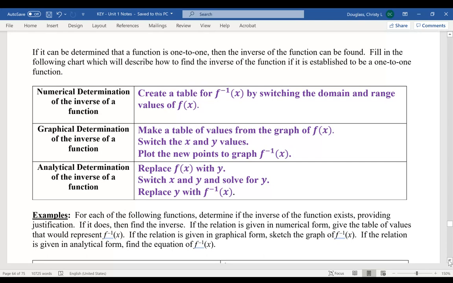Analytically speaking, if we have the function itself, we will simply take f of x and replace it with y, because remember, f of x is just a fancy way of saying y. Then we will switch x and y and solve for our new y. Now that we have solved for our new y, this is our inverse, and we can go back to function notation and replace y with f inverse of x. Let's take a look at some examples.